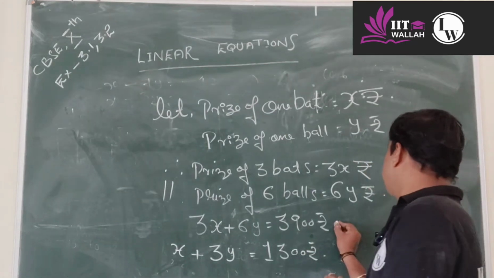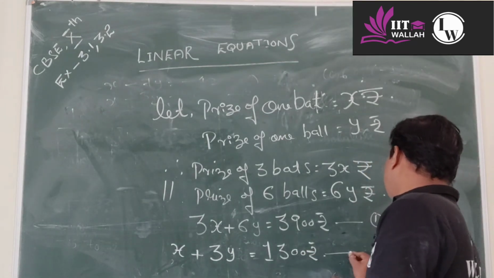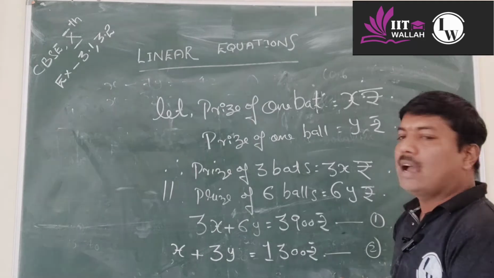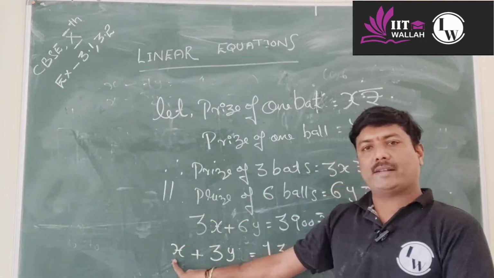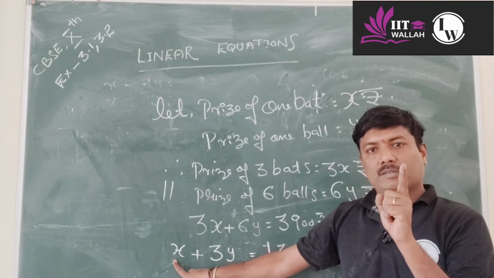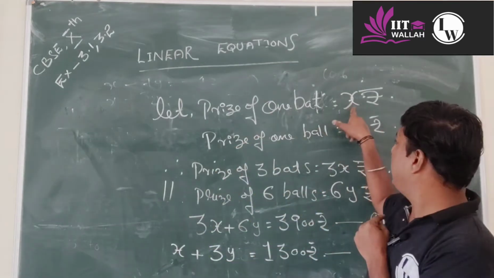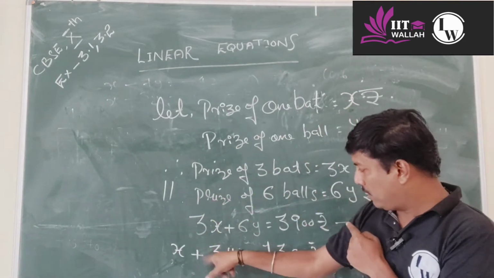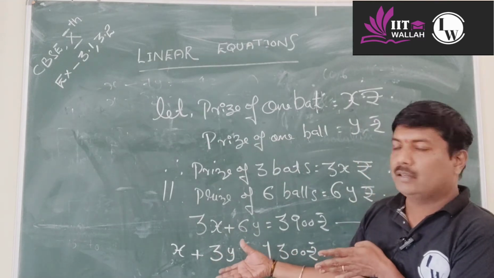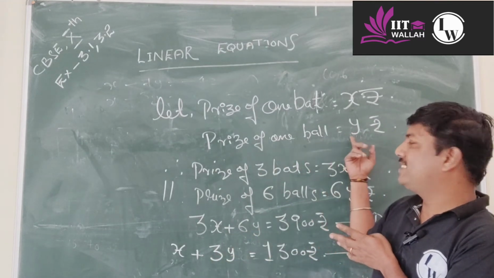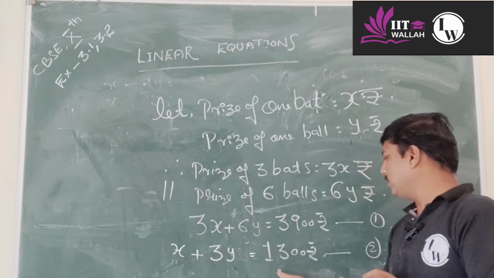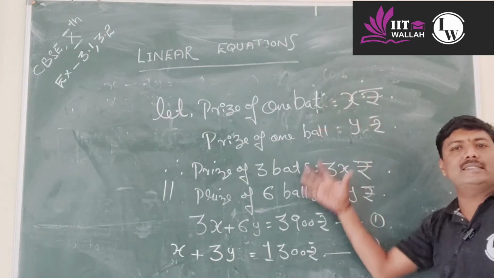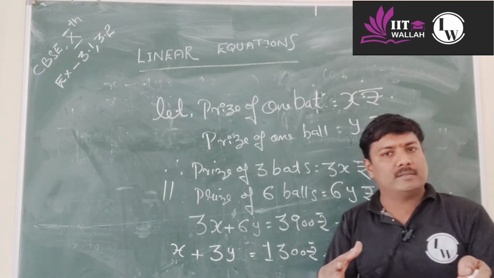So this is equation number 1. This is equation number 2. And later she bought one more bat, only one. So one bat will cost X rupees only, plus 3 balls again. 1 ball costs Y rupees, so 3 balls cost 3Y rupees. So together 1,300. All these conditions are given in the question.